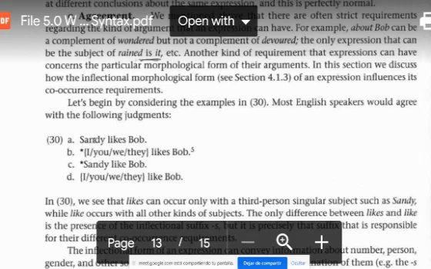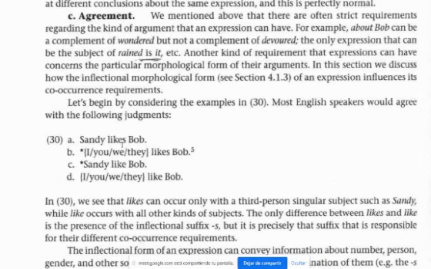You have to agree. Subject-verb agreement is important, not just in grammar, but also in writing. That's why you have these examples here. "Sandy likes" is correct, but "I, you, we, they likes" is not correct because there is no agreement between I, you, we, they and the verb, because the verb has an S. The subject-verb agreement is important. So we have subject-verb agreement.